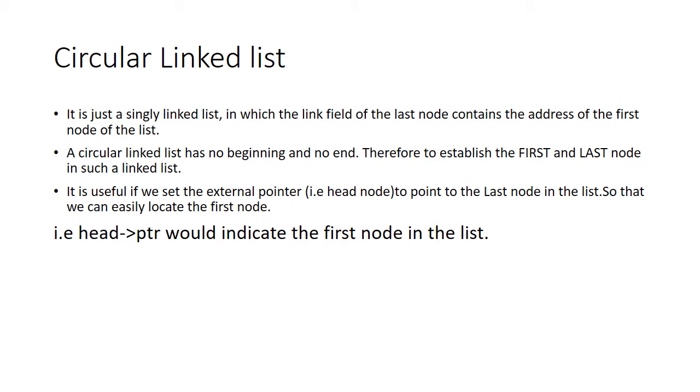Therefore, since it is a circle, once you forget or miss the link of the first node or last node, it will be very difficult for you to figure out the first node and the last node in the single circular linked list. Therefore, it is very necessary to set an external pointer, so that we can easily locate the first node.